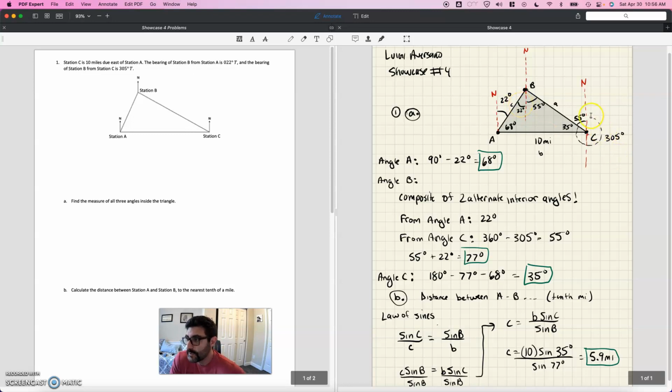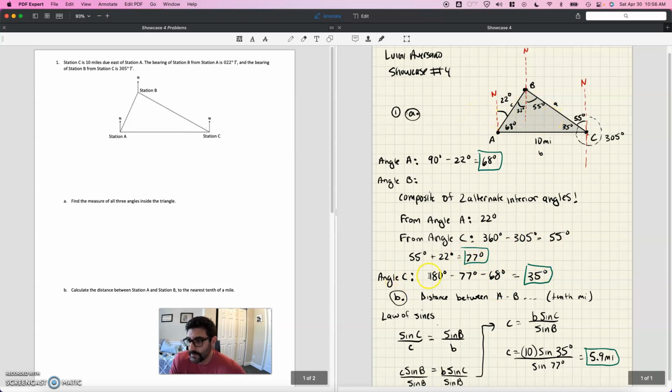Then we know that the bearing of B from C is 305 degrees. So if we go from north all the way around to this line, that's 305 degrees. A circle has 360 degrees, so this angle here has to be the difference between 360 and 305, which gets us 55 degrees. That creates an alternate interior angle here. So if we add up 22 degrees and 55 degrees, we get 77 degrees for angle B.